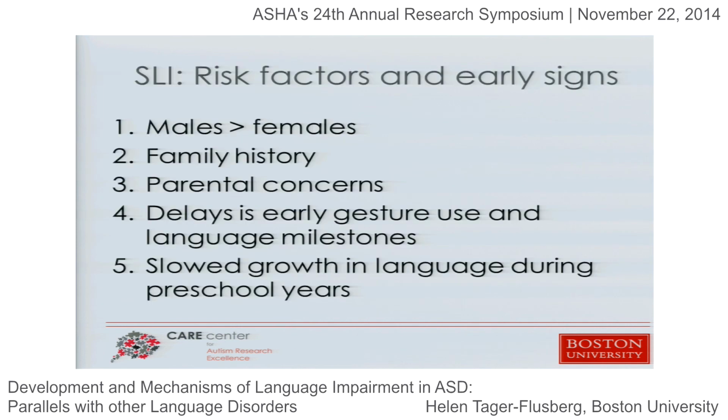So what do we see in the literature on SLI? Okay, if you're a male, you're more likely to have SLI than females. Family history actually carries a huge proportion of the variance where we see it. Parental concerns, okay, delay in early gesture use and language milestones, and slowed growth in language during the preschool years. Identical to the data that I showed you on autism.